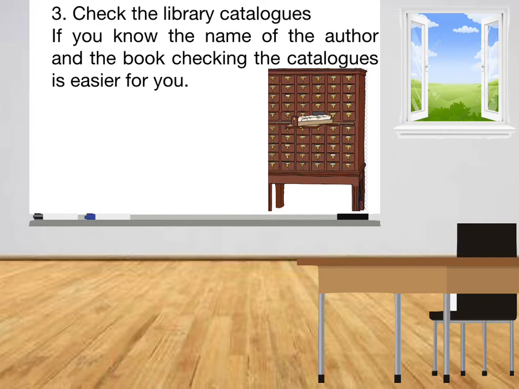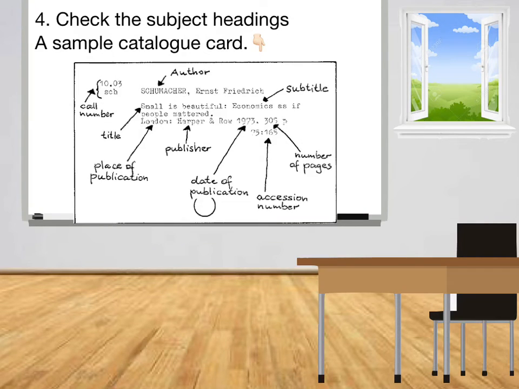The third thing you should do is checking the library catalogues. If you already know the name of the book and the author, it is easier for you to find the book. You can check the library catalogues, and in some libraries they have computerized catalogues. Then you can check the subject heading of the catalog cards. Here you can see a sample catalog card.